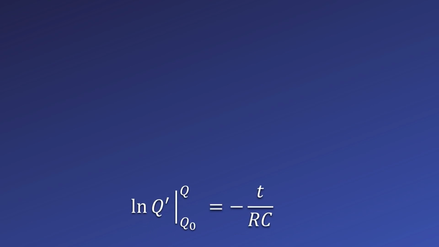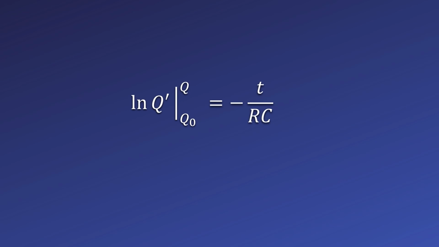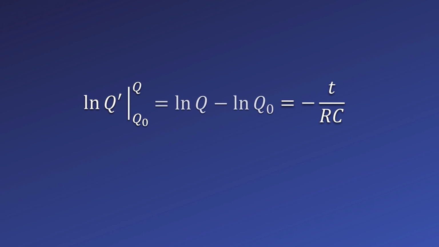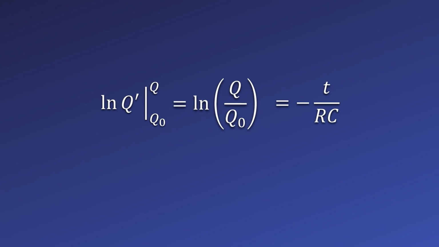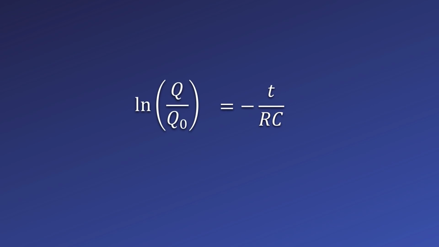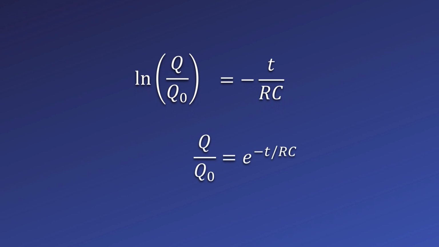This gives us the natural log on the left that will evaluate from Q naught to Q, and we just get minus t over RC after evaluating on the right. We'll get a difference of natural logs when evaluating, which we can rewrite using the properties of logarithms. This gives the natural log of Q over Q naught is equal to minus t over RC. Now we can exponentiate both sides, which makes our natural log go away on the left. And now we can just solve for the charge Q.